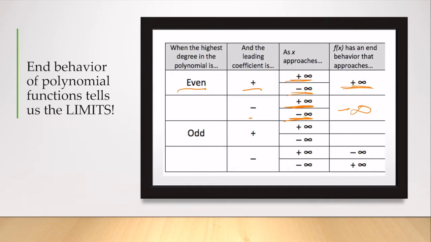If I'm odd and my leading coefficient is positive, as x approaches positive infinity, my graph approaches positive infinity. And as my x approaches negative infinity, my graph approaches negative infinity. My y values approach negative infinity. If I have an odd function and the leading coefficient is negative, again, it goes from top to bottom. So if my x approaches positive infinity, my graph goes to negative infinity for y. And as my x approaches negative infinity, my graph goes to positive infinity for the y value. Remember that y is f of x.